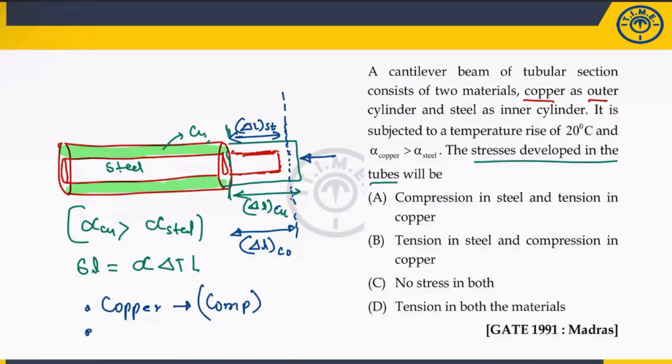Now, what about the steel? Steel is expanding less as compared to copper. Let us suppose the expansion is here. So you have to apply the tensile force. So in case of steel, tensile stress will develop. I hope you got my point, Jagan, where you made the mistake. So the correct answer for this question is B. Is it clear?